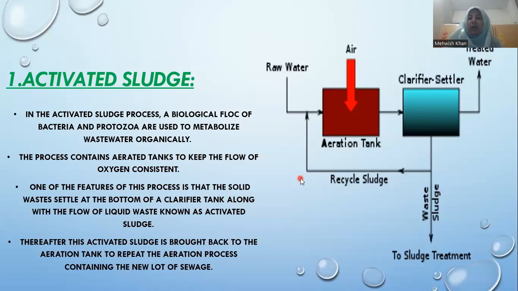Now, what does that mean? If you look at the diagram, the activated sludge process consists of two units. One is the aeration tank, and along with the aeration tank there's another tank known as the clarifier settler. What happens in the aeration tank? Three things are added. You can see this is raw water, and this is air. Air is continuously added to this tank, and one more thing that is added into this tank is basically biomass.